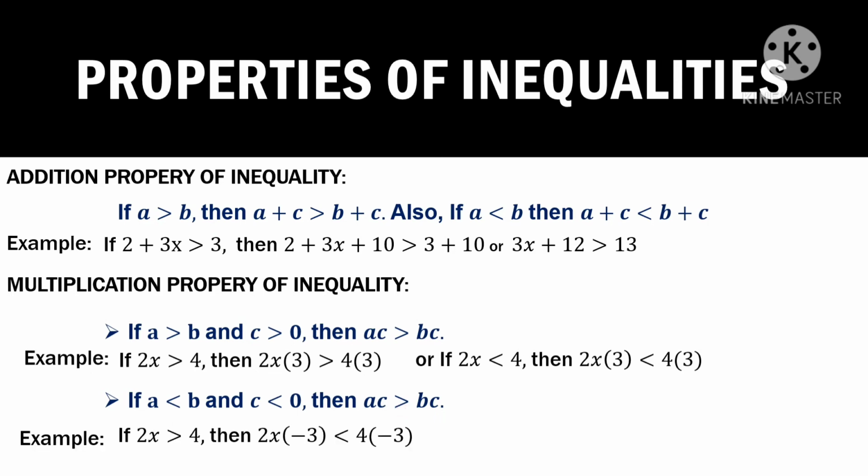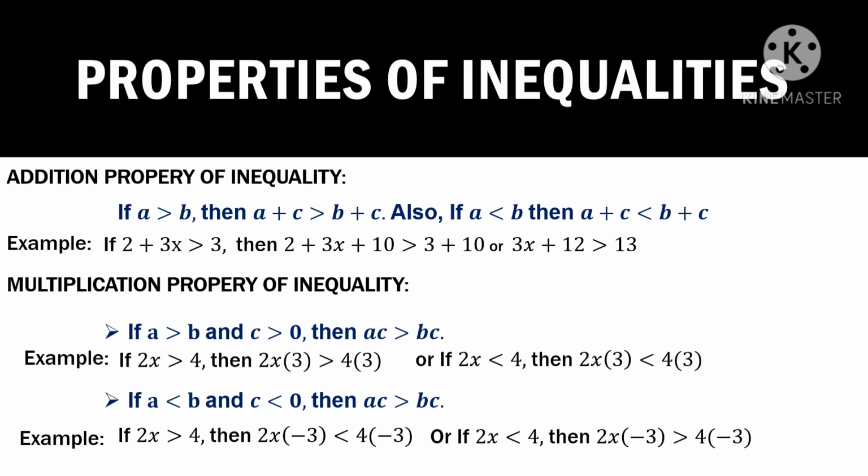Okay? So for example, if you have 2x greater than 4, then 2x times negative 3 is less than 4 times negative 3. You look at this one. 2x greater than 4. Then we multiply both sides of the inequality by a negative number. That's why we reverse the inequality symbol. From greater than, it becomes less than.